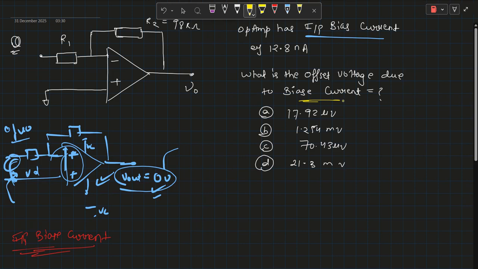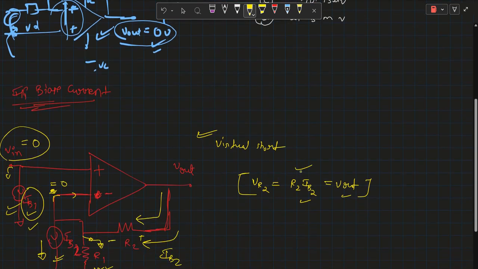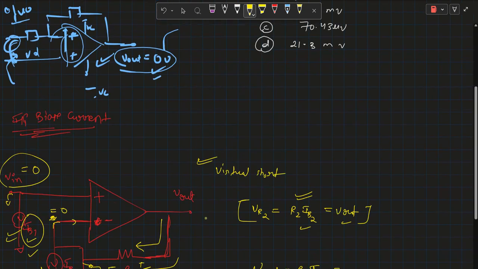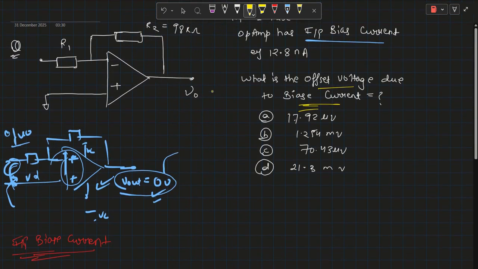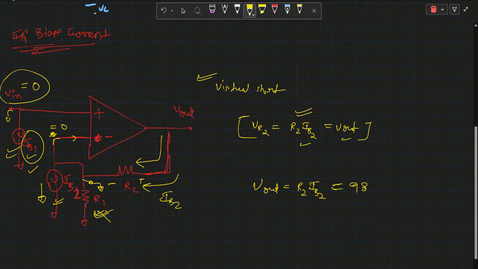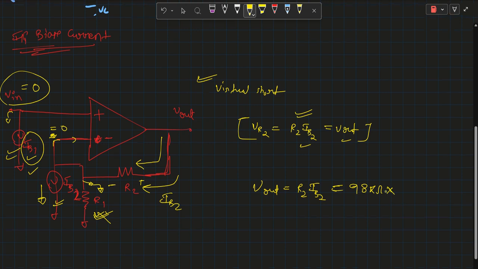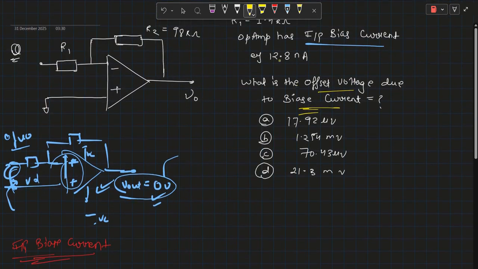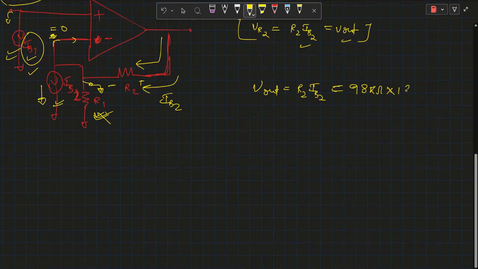In our solution, they ask us to find the offset voltage due to bias current. So we find that the offset voltage is R2 IB2. So V out is R2 IB2. R2 in the circuit is 98 kilo ohm, and IB2 is 12.8 nano ampere.